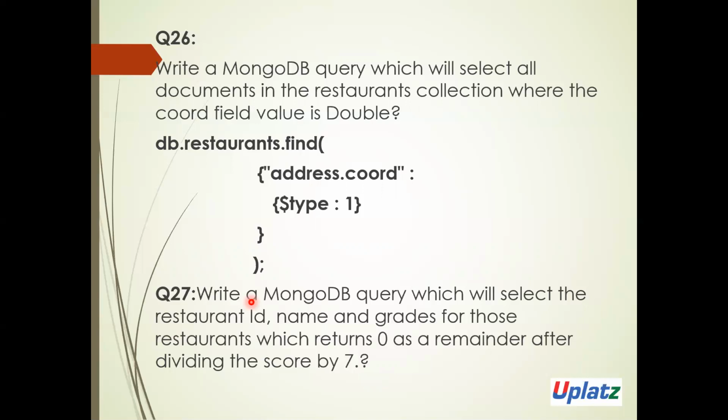The next question is: write a MongoDB query which selects all the documents in the restaurant collection where the coord field value is double. For that, we need to use the type operator to check whether the value is double or not. That is what we have mentioned here. This type operator is the same as in JavaScript, where typeof gives a string, or an integer. It is the same in MongoDB.